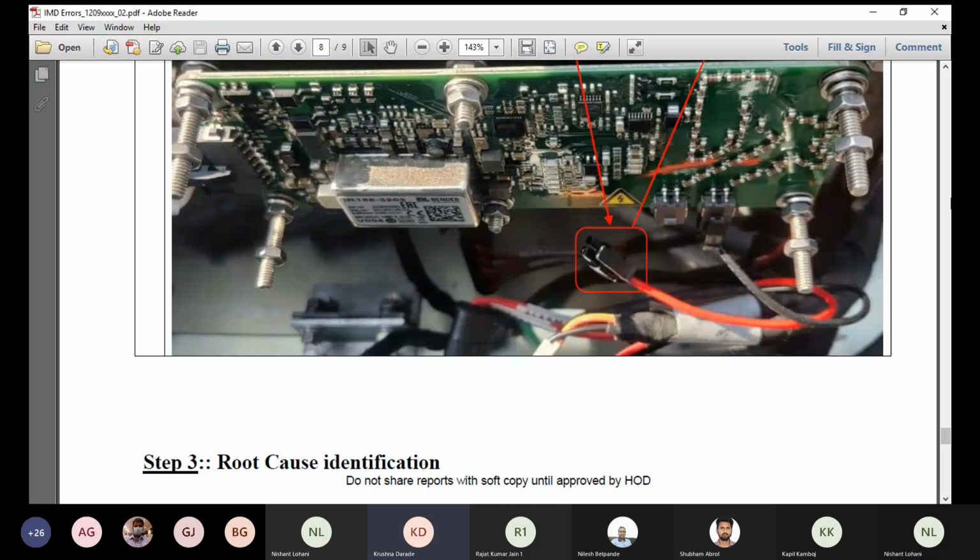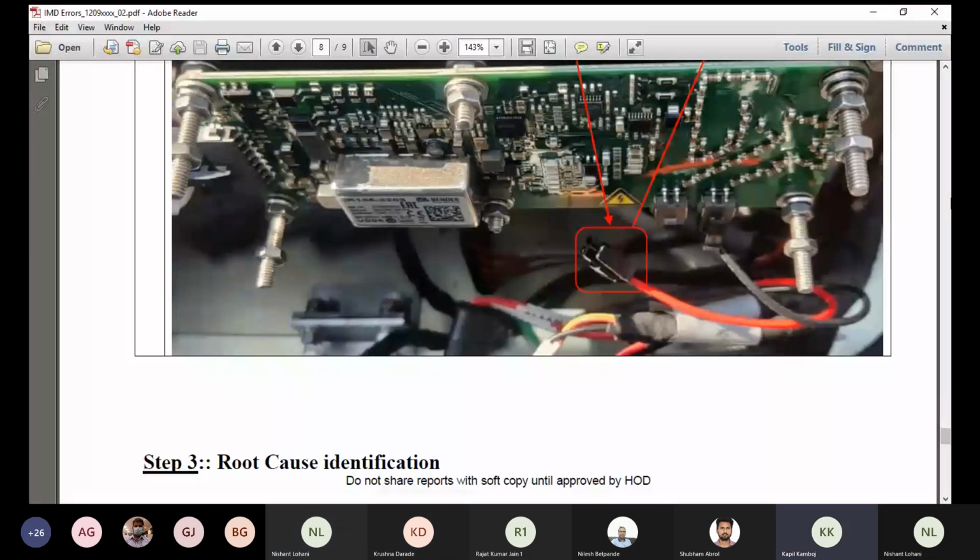Okay, understood. That is 350 kilo ohm, right? It is the lowest value. Okay, thank you, Nishant.